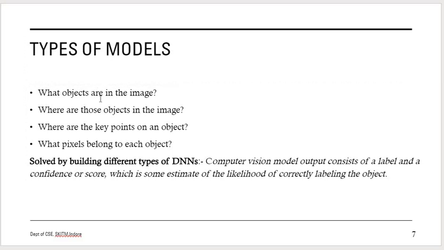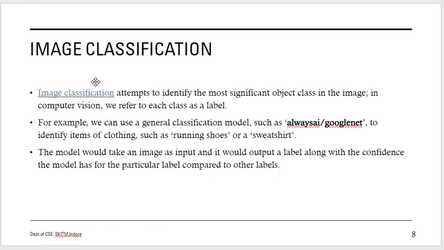So the types of the model address what the objects in the image are, what the key points on an object are, and which pixels belong to each object. All those types of problems will be addressed by the type of model. Next is the image classification. If we are talking about image classification, it will identify the most significant object class in the image.